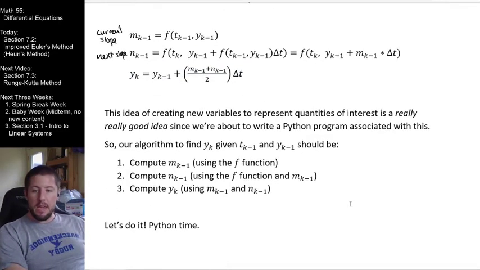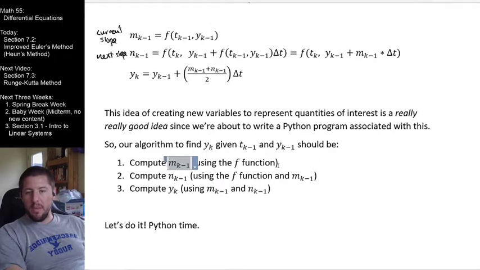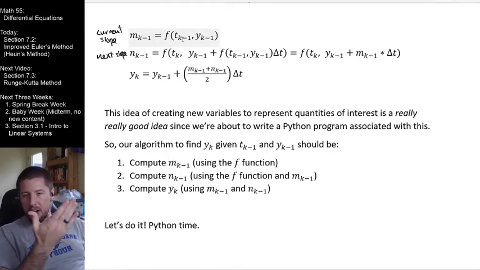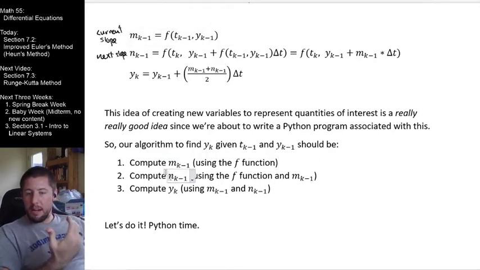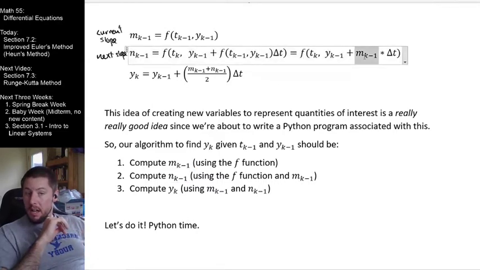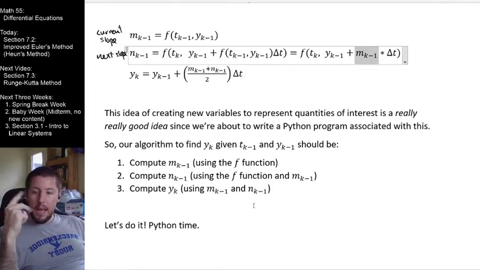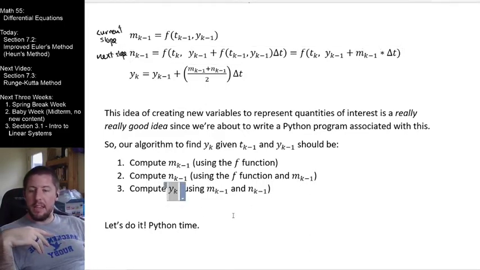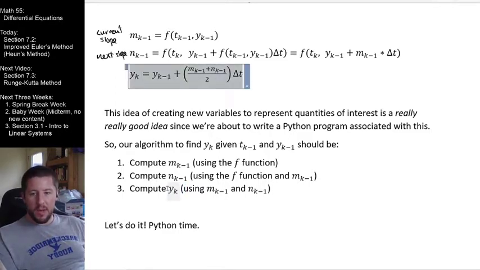So this is going to be our Python algorithm right here for improved Euler's method. Step one, compute a variable called m. It should only be the f function applied to the current time and the current y value. Then compute n. It should require the function f and a little bit of m, the value that we previously computed. Once I know m and n, I can use them to find the next y value of interest using just a y equals mx plus b once again right there.